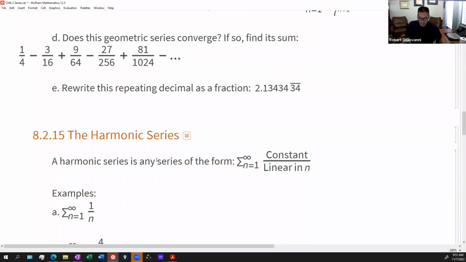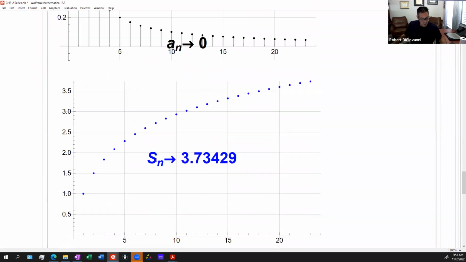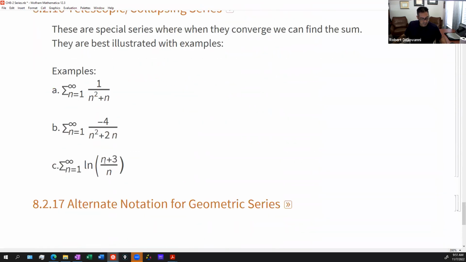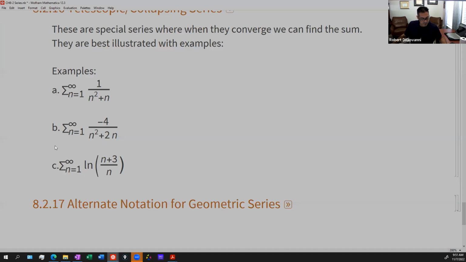I'll give you an example. Another example, where is it? Let's do this one.